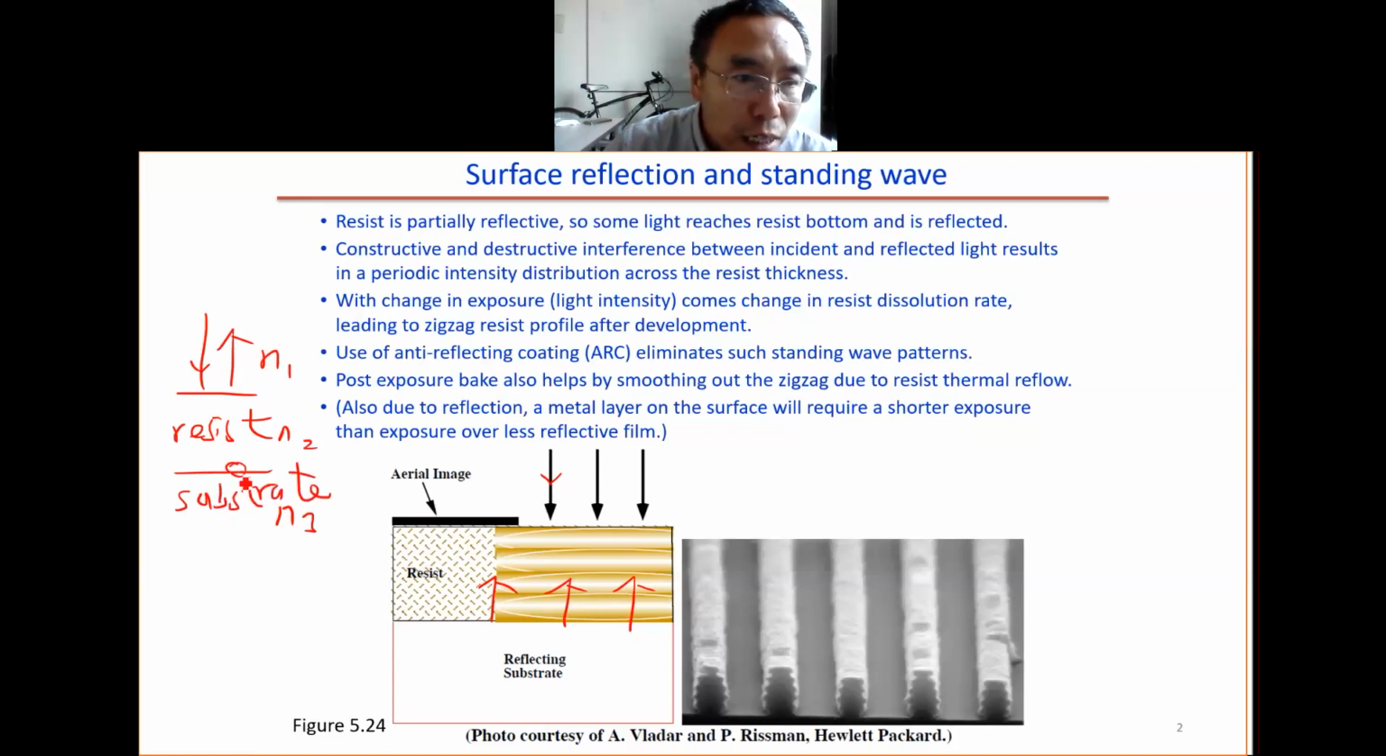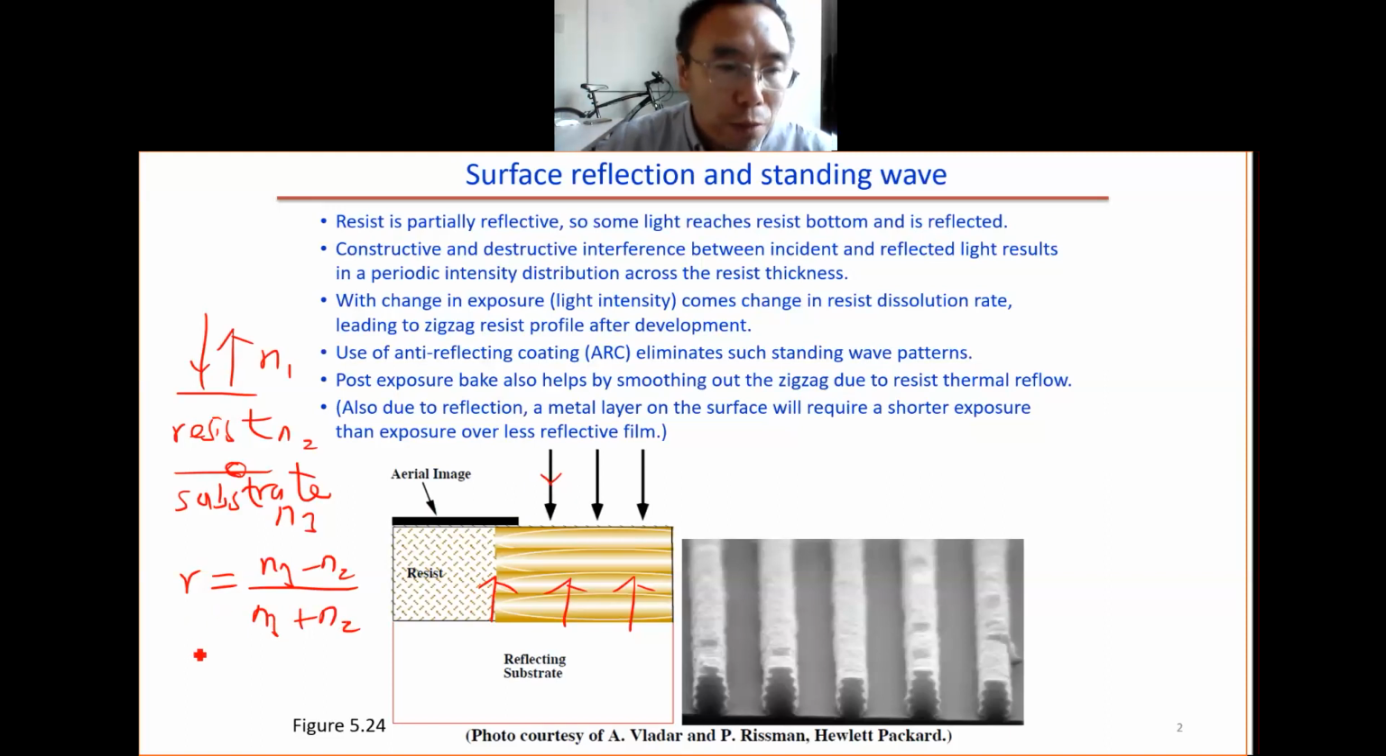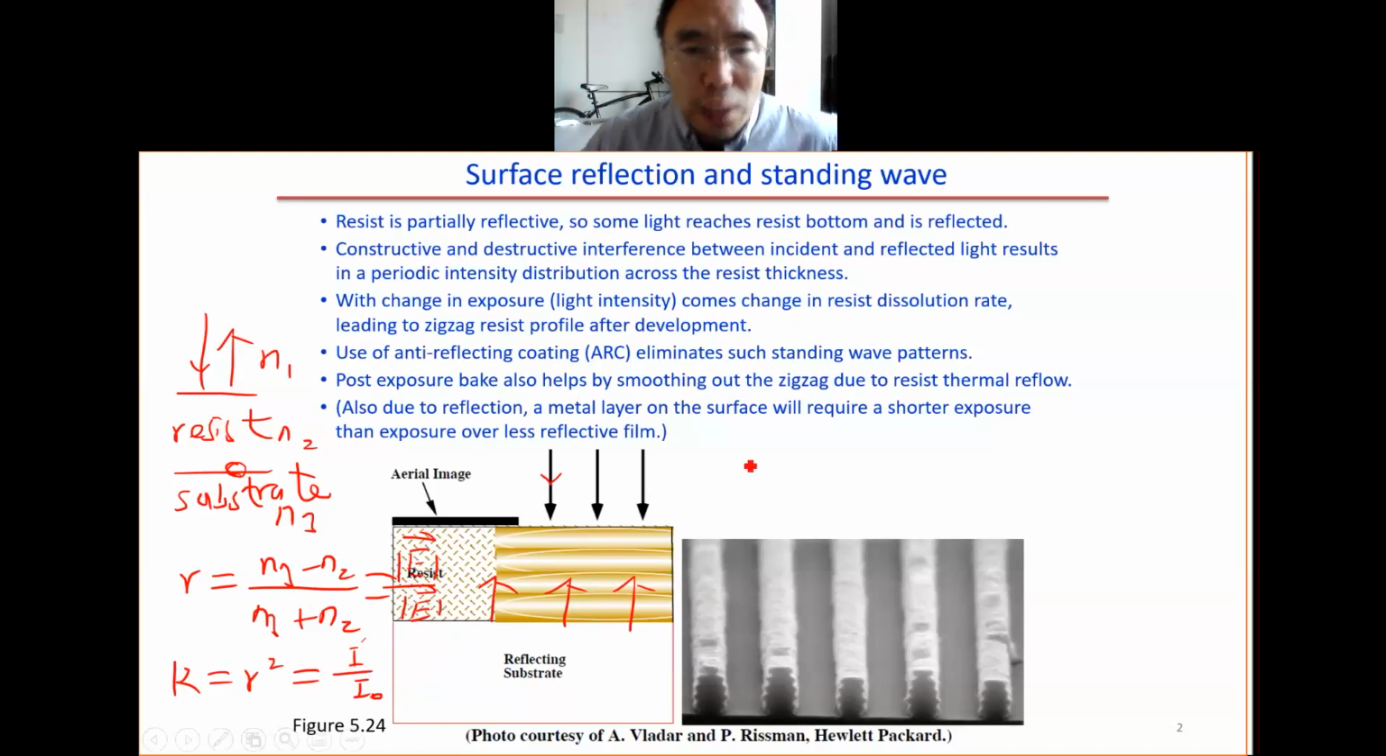So the reflection here is given by (N3 minus N2) divided by (N3 plus N2). This is the reflection of the amplitude. The power reflection is given by R squared, so this is the reflection of the intensity. You can consider this as the amplitude of the electromagnetic wave, and this is the intensity of the reflection. So this is the light reflection.